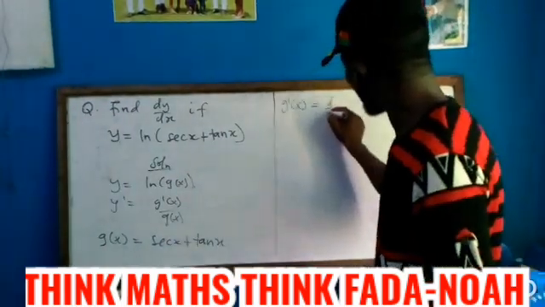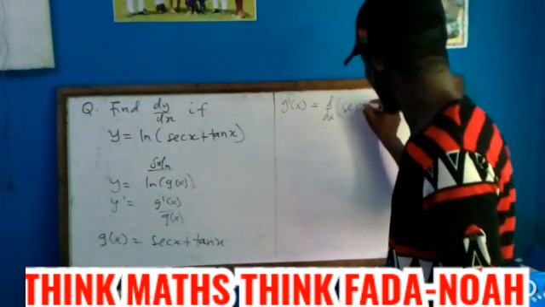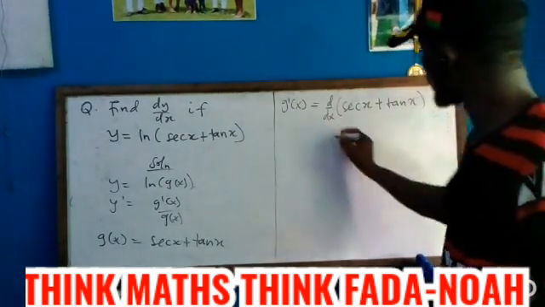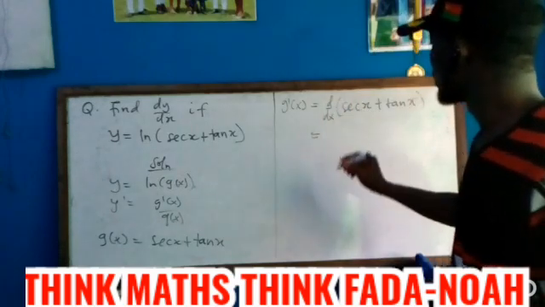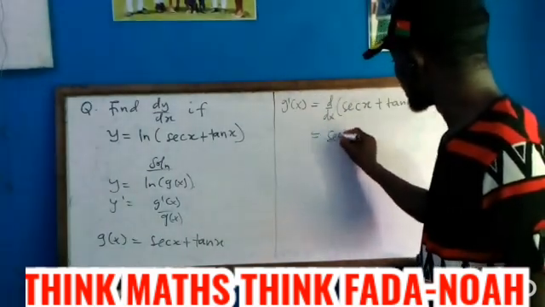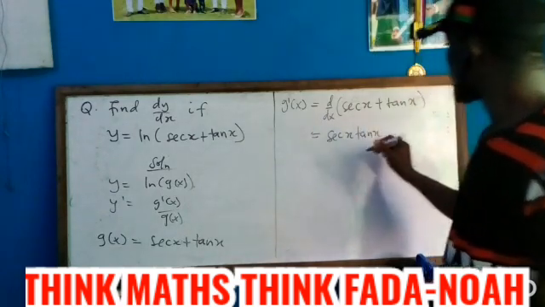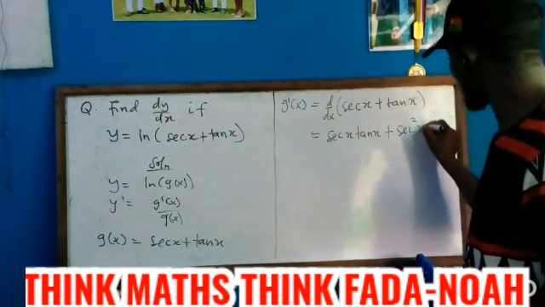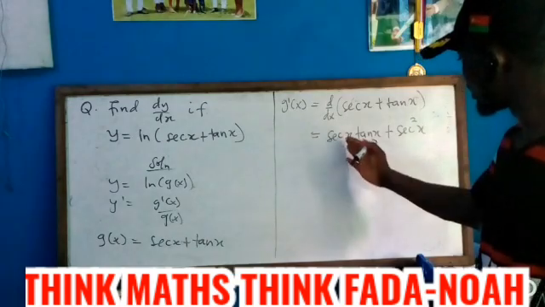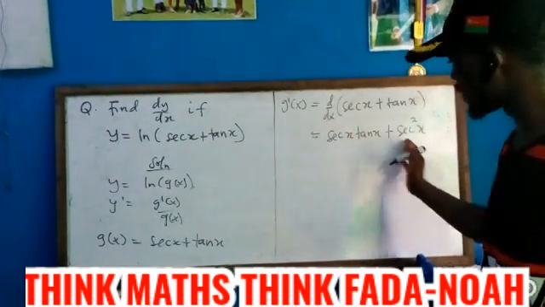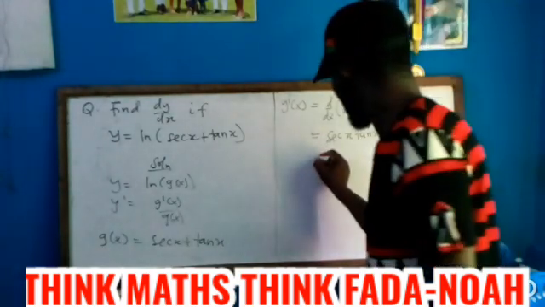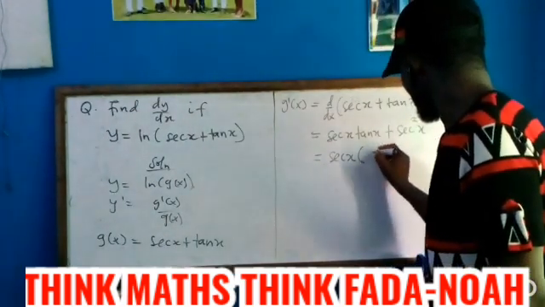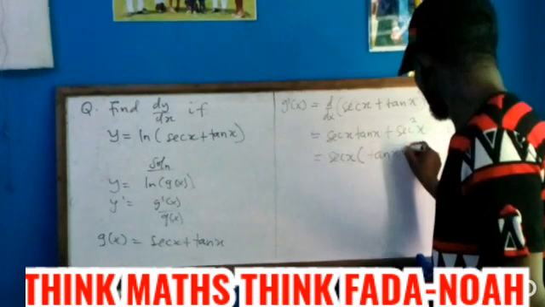d/dx of the right hand side, which is sec x plus tan x. So here when you differentiate sec x, we have sec x tan x, and when you differentiate tan x, we are going to have plus sec squared x. Alright, so we can see that sec x is common in both terms, so we can factorize sec x out over here. So our g prime of x is sec x multiplying tan x plus sec x.